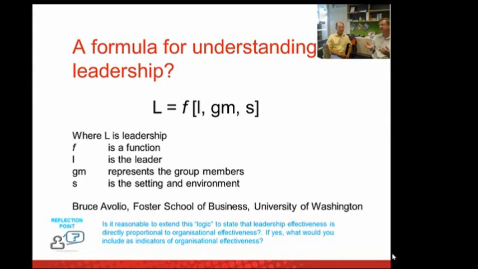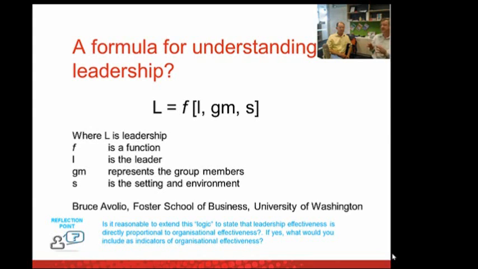And you know, truly the answer is no. But there must be some kind of connection or correlation between what Avolio says. For example, it says that the big L is the concept of leadership, whatever that might mean. F is a function, and again, that's not defined. Little l is some characteristics of the leader. The GM represents the group members and their characteristics. And S is the setting, environment, we might say culture.